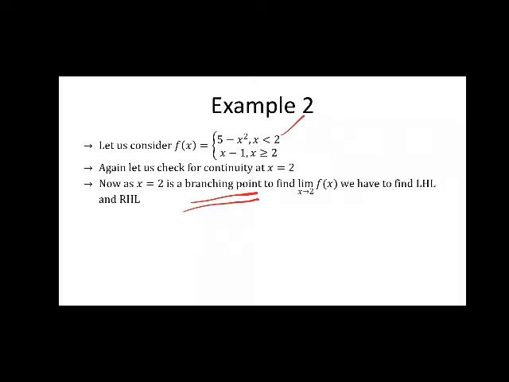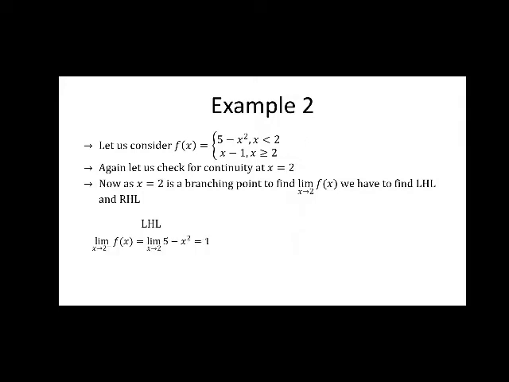So now, to check the continuity at this point, first I need to find the limit. Whenever I need to find the limit as x tends to 2 of f(x) at a branching point, I have to consider both the left hand limit and the right hand limit. We have already done this in our previous class. So let us try finding the left hand and right hand limit. Let us first find the left hand limit.